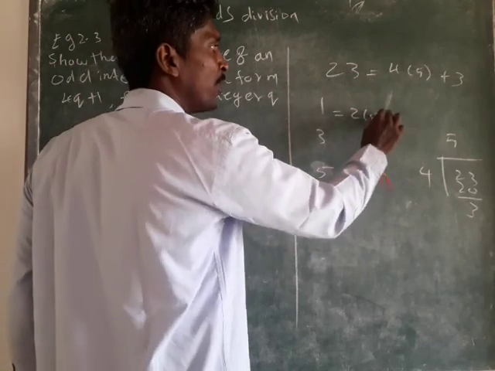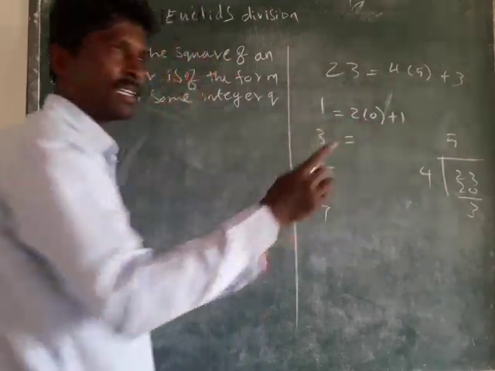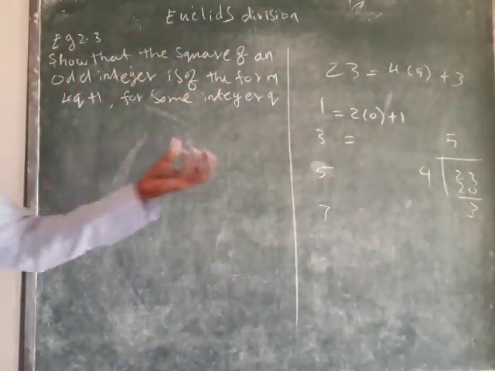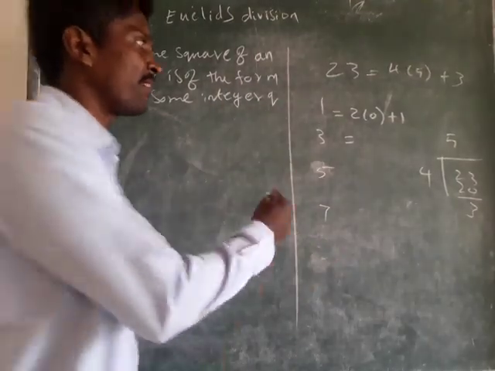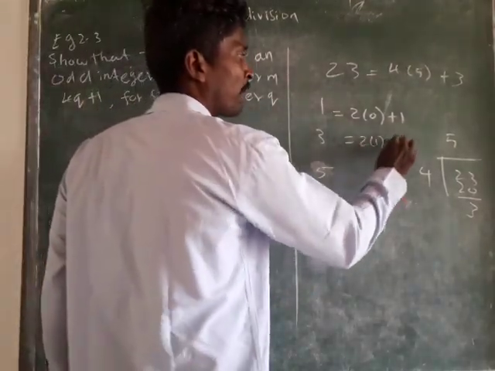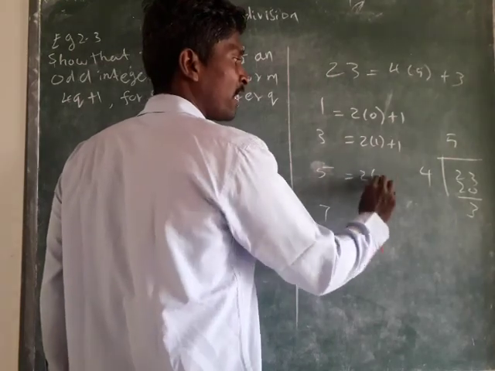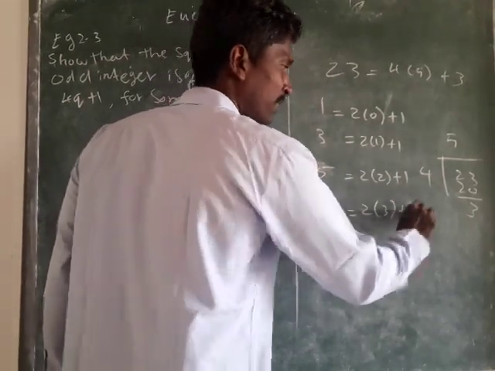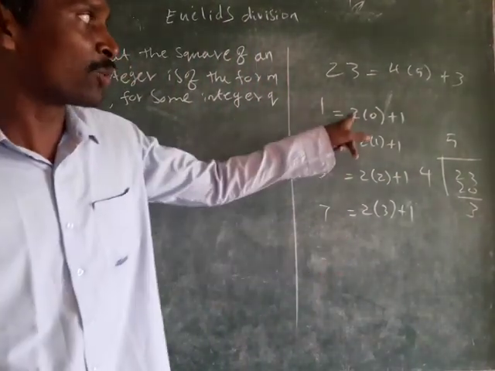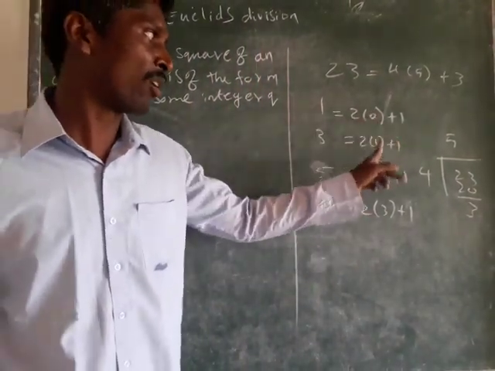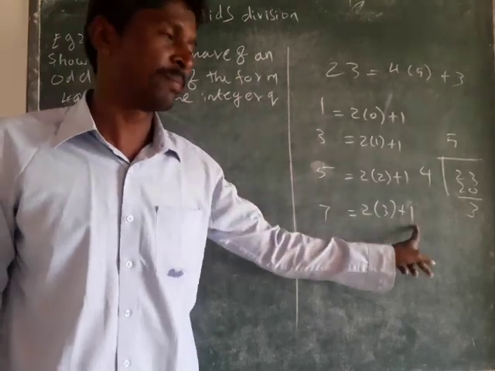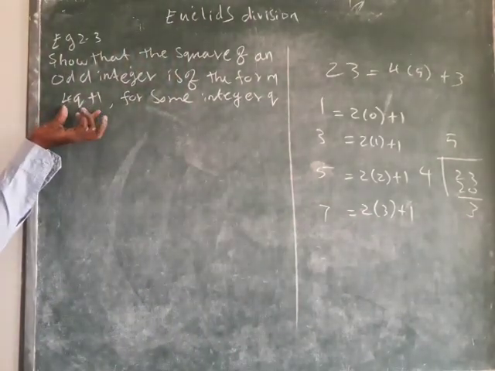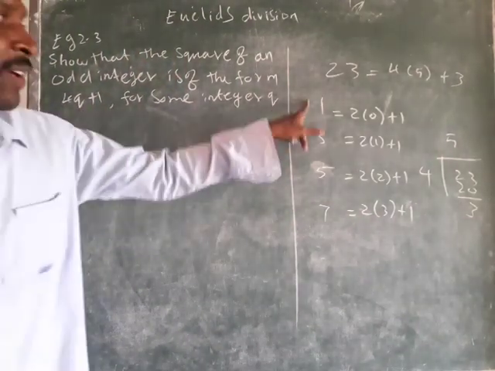The same odd numbers we can write as 2 into 0 plus 1. I want to write it in the form of a general term. So 3 we can write as 2 into 1 plus 1, 5 as 2 into 2 plus 1, 7 as 2 into 3 plus 1. So what is remaining? The 2 is common. Only that value changes, and the 1 is also the same. This is only for odd numbers.